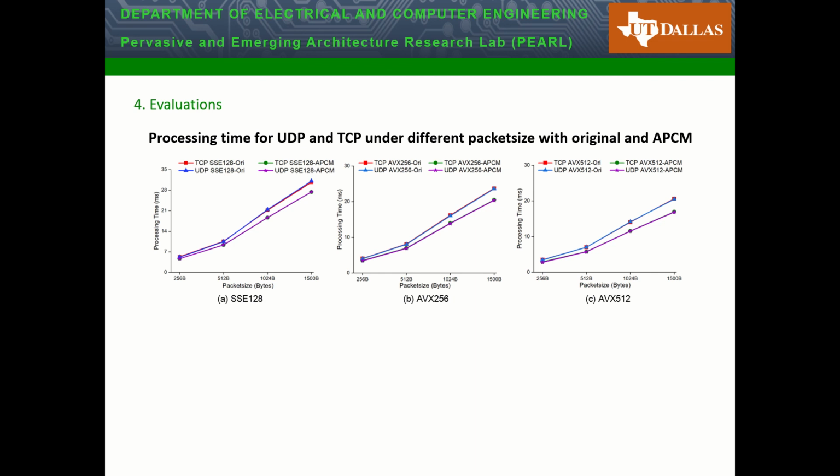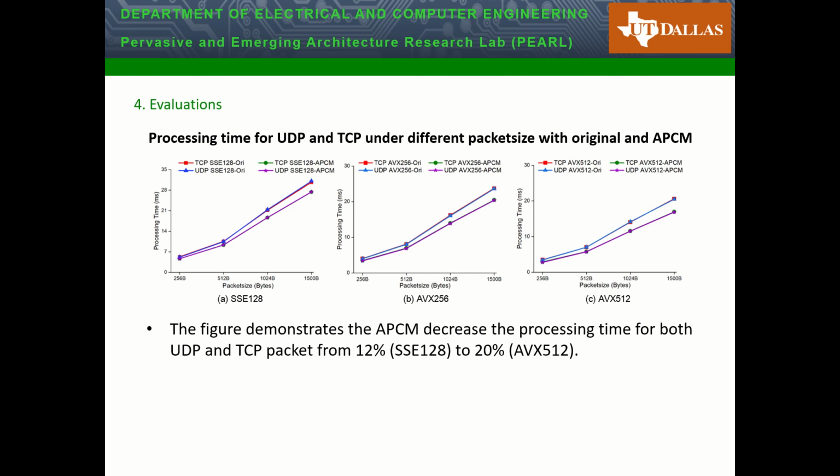First, we evaluate the processing time for UDP and TCP under different packet sizes with original and APCM mechanism. The figure demonstrates that the APCM decreased the processing time for both UDP and TCP packets from 12% to 20%.